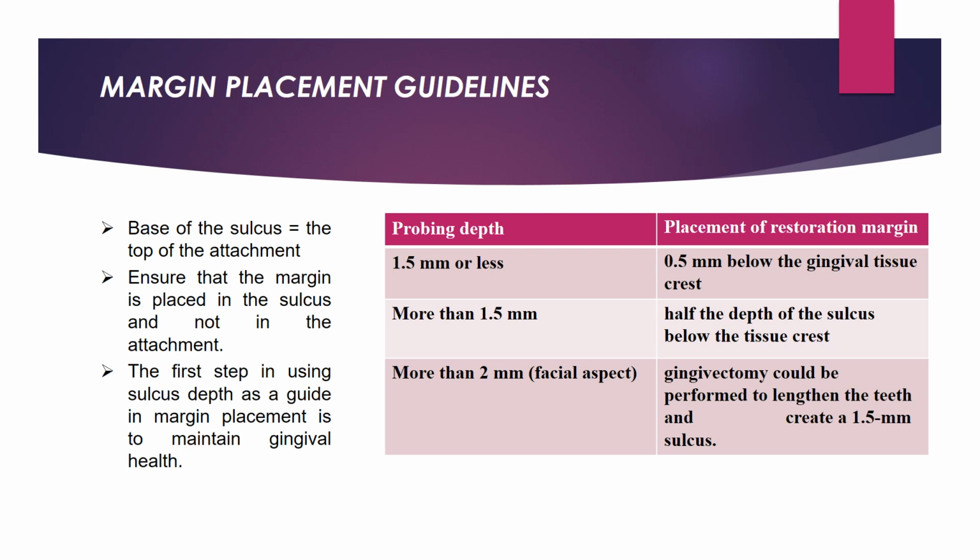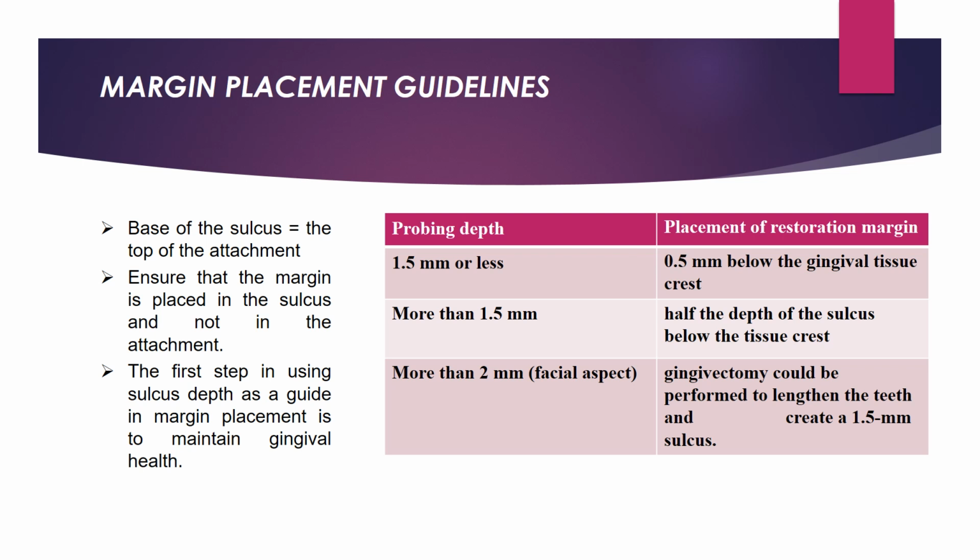Margin placement guidelines. As we said before, the base of the sulcus is the top of the attachment. So ensure that the margin is placed in the sulcus and not in the attachment. For proper placement of the restoration, with 1 to 1.5 mm of sulcus, we can place the restorative margin 0.5 mm below the gingival tissue crest. If it is more than that, you can place the margin half the depth of the sulcus below the tissue crest.